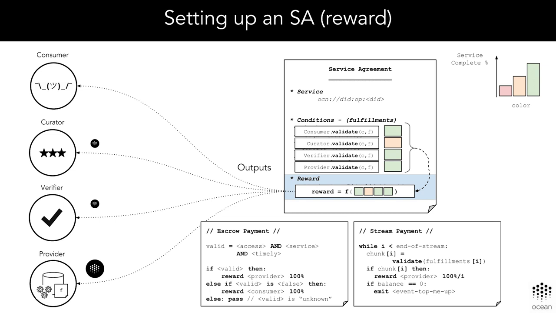Given that your conditions of fulfillments or whatever terms and conditions can be either false, true, or unknown, this means that you can also play with your reward function here. If these people didn't perform well, they might not get paid. If they performed half, they might get 50% of the reward.